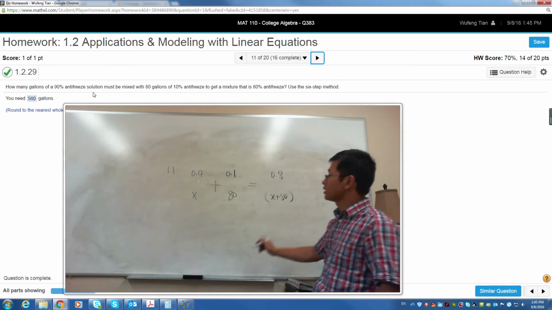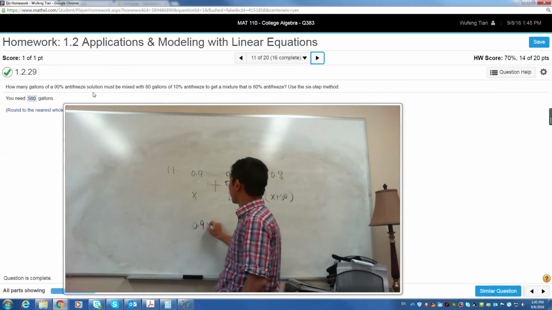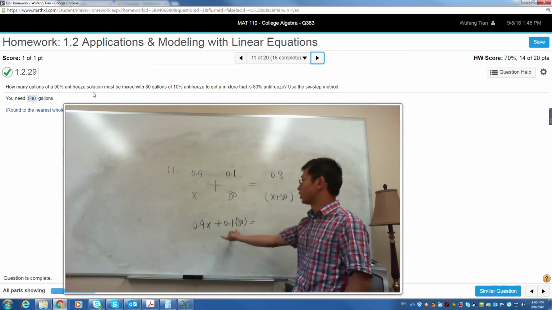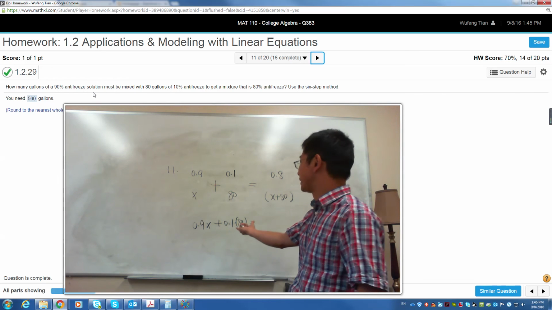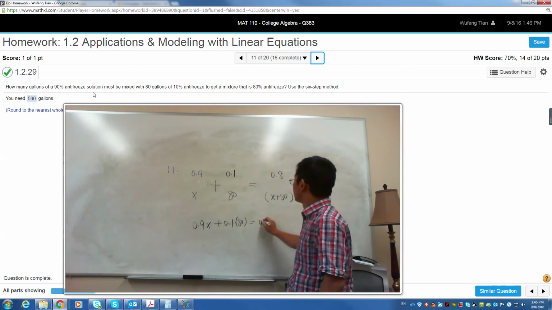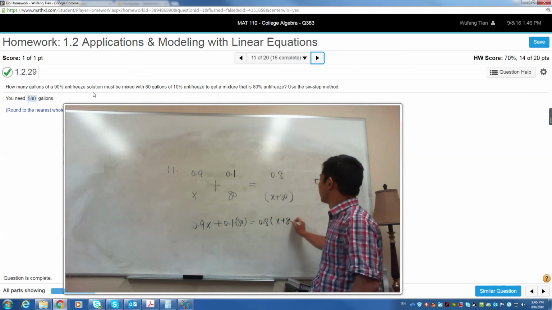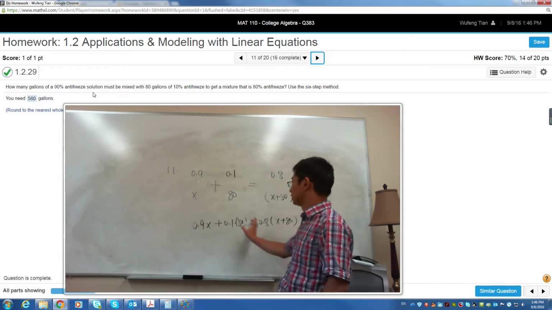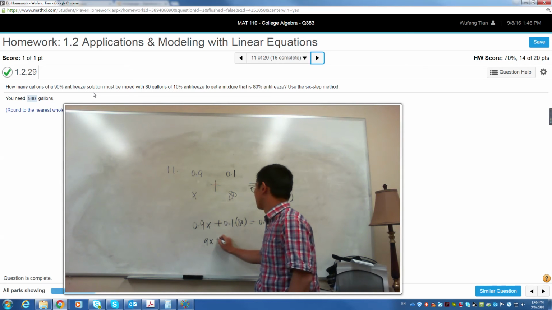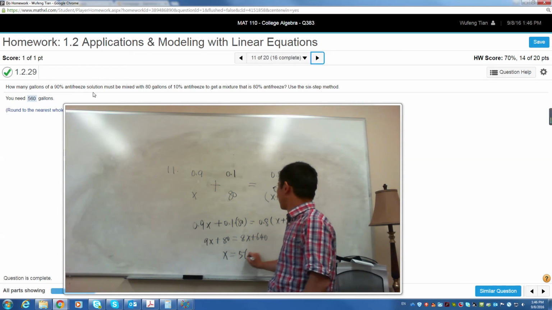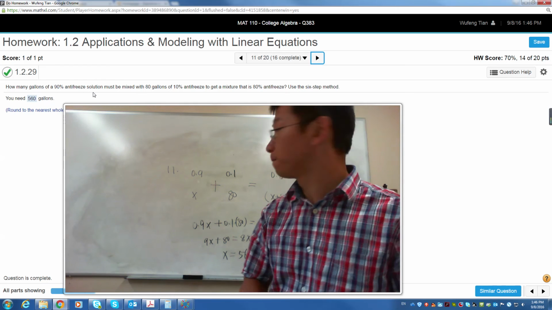Okay. Then we set up the equation as 0.9 times X plus 0.1 times 80. Basically, the amount of solvent is exactly the same. Even if you add those together, you have the exact amount of solvent. So this one is 0.8 times X plus 80. Then you solve for X. You can multiply everything by 10. The decimals go away, so it's 9X plus 80 equals 8X plus 640. So X equals 560. Okay.